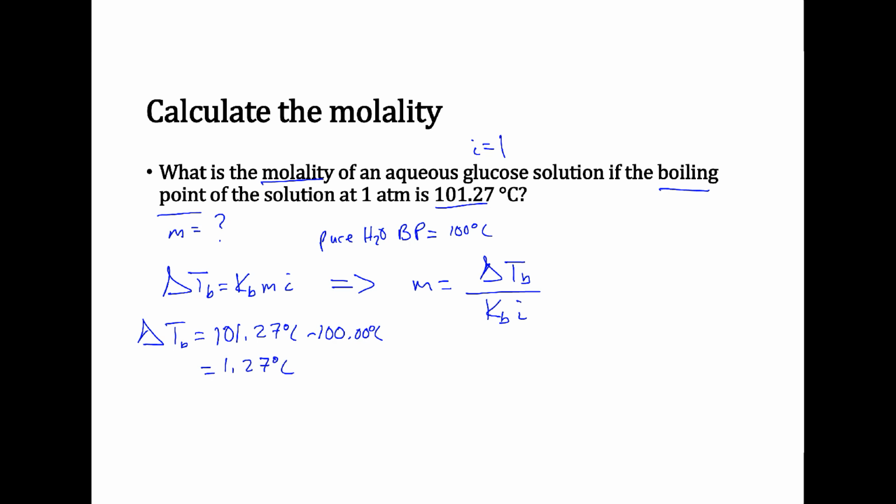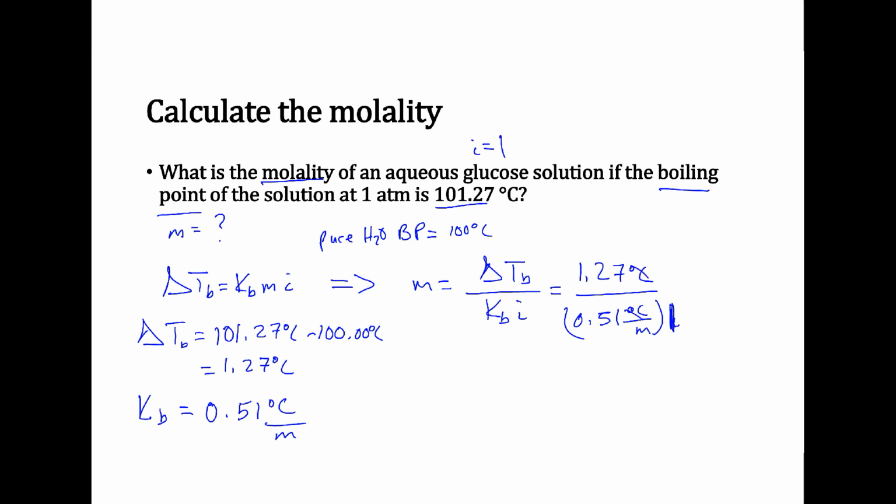We know that I is 1, and then K sub B you could look up in your notes or on the internet, and we'd see K sub B is 0.51 degrees Celsius per molal. So we can start to plug in. Delta T sub B is 1.27 degrees Celsius over K sub B, which is 0.51 degrees Celsius per molal. And then I is just 1.